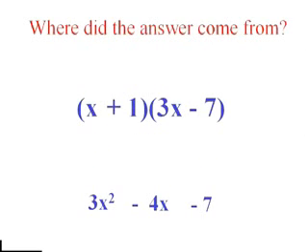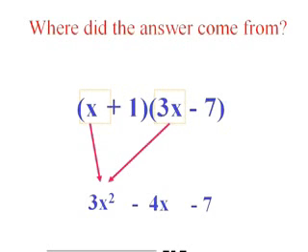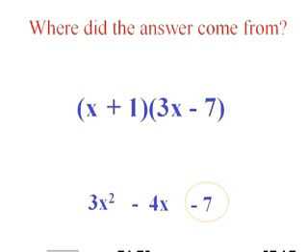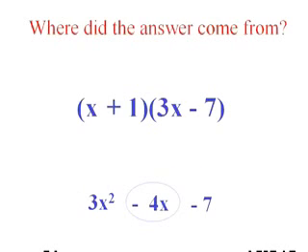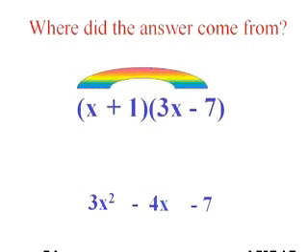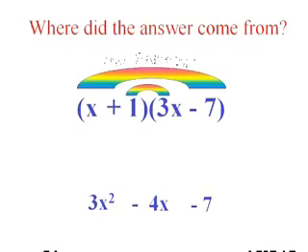Once again, where did this answer come from? Let's look at each term. The 3x squared, the first term, came from the first parts, didn't it? The negative 7, the last term, came from the last parts. And the middle term came from the rainbow. That's a negative 7x and a plus 3x. If you combine the two, you get negative 4x.